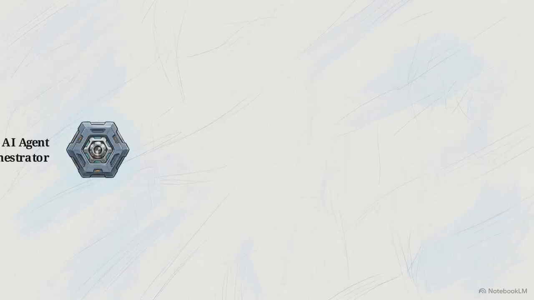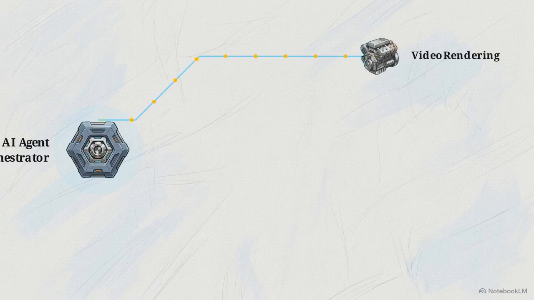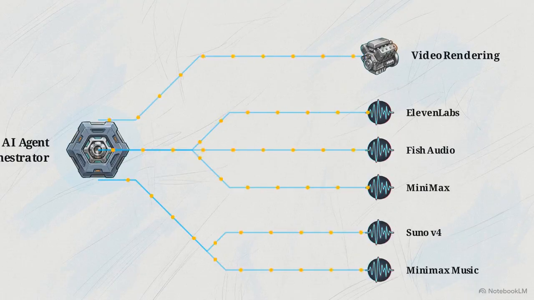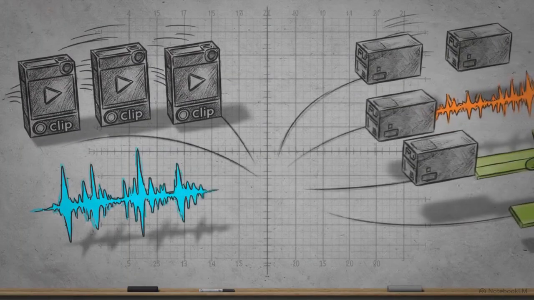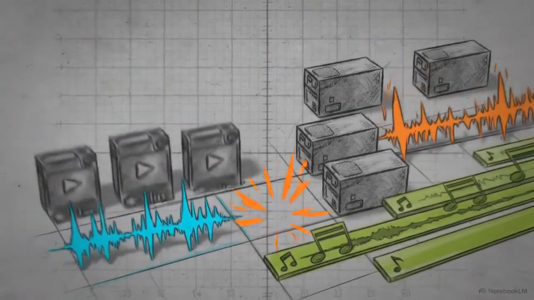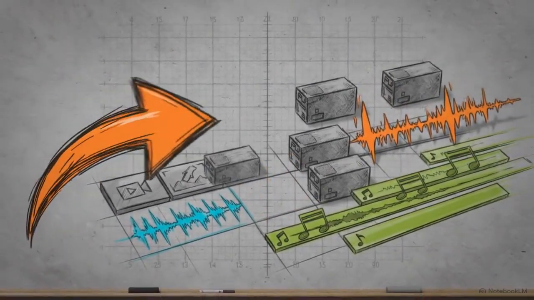While video models render, the agent simultaneously routes the script's dialogue to audio synthesis engines like ElevenLabs, Fish Audio, or Minimax. Concurrently, it feeds emotional and pacing cues into models like Suno V4 or Minimax Music to generate the background score and atmospheric tracks. The convergence point happens fast. The agent collects completed video clips, synthesized voiceover, and music tracks, braiding them together for the final assembly phase.